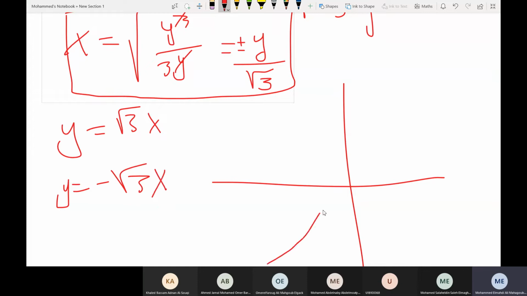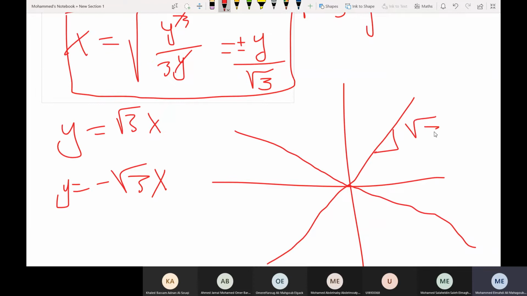So one of them is going to be like this. One of them is going to be like this. Not very clear. Like this, past the origin. And the slope is going to be square root of 3 here, minus square root of 3. So these are the streamlines that pass through the origin.